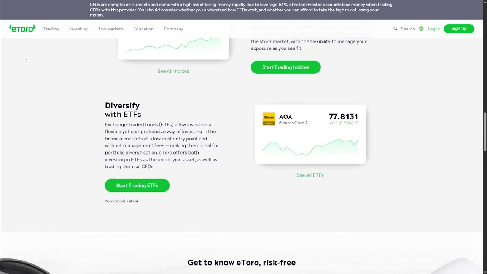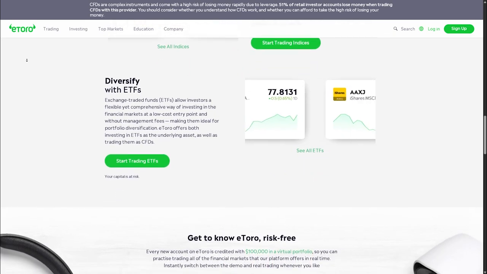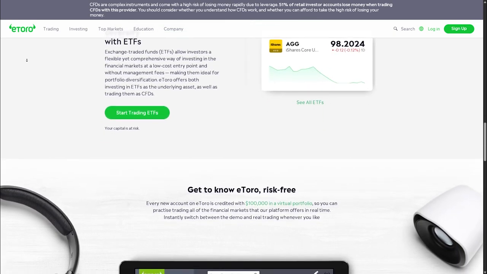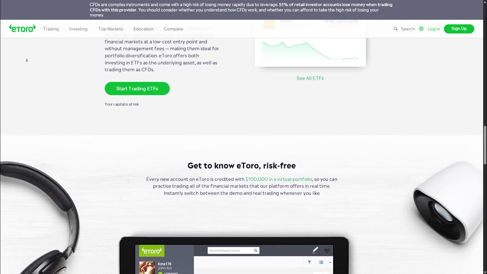Step number 6. Manage your portfolio. You can monitor your investments in the portfolio section, and you can also set stop loss and take profit levels to help manage risks.